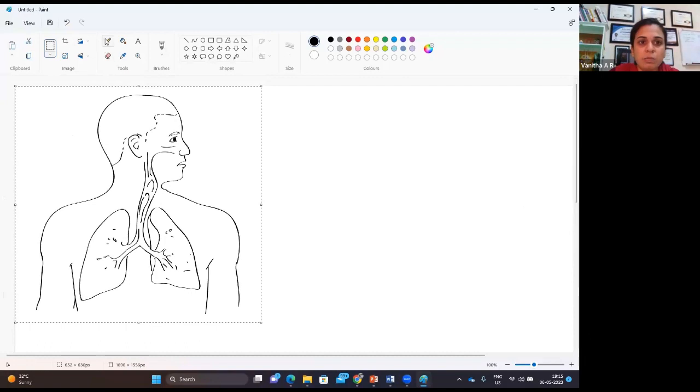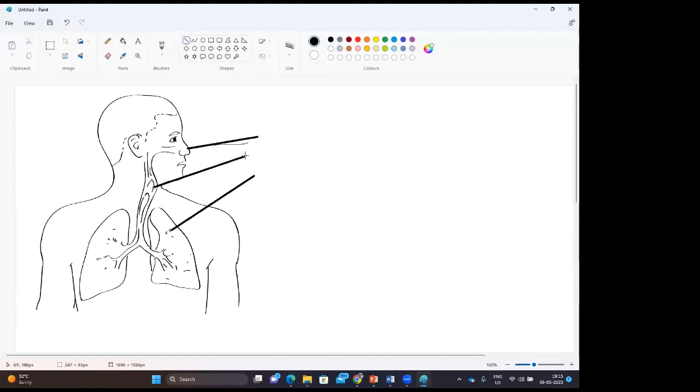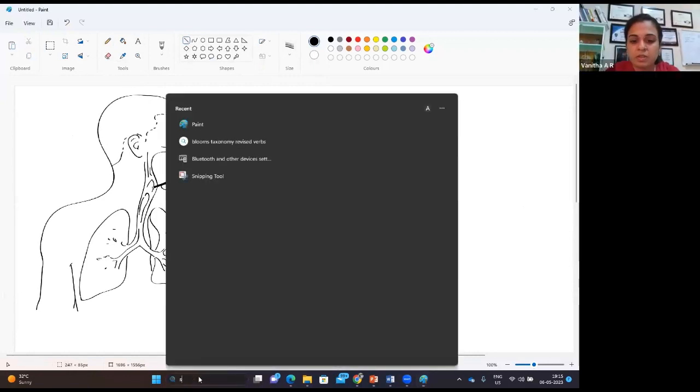And then there is a tool, pencil or something, to label it, make it as A, or there are straight lines. So here it is, a straight line. So mark a straight line here, a straight line here. And then what else can we have? A trachea like this. Teachers, there's one more tool also, which is snip.